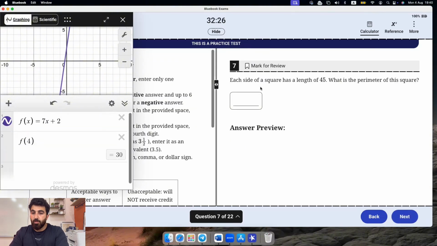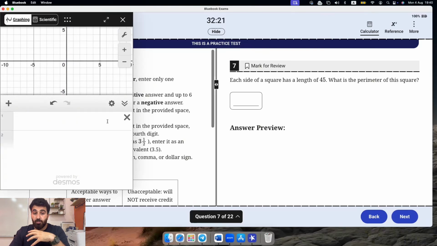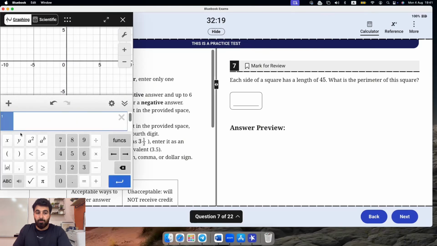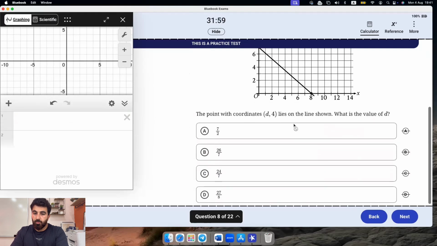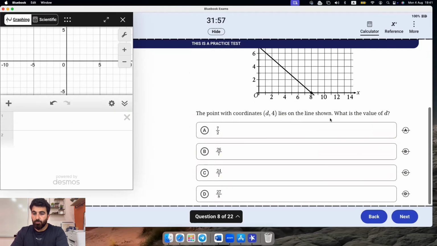Each side of the square has a length of 45. What's the perimeter of the square? Guys, a square is a figure that has 4 equal sides. It's this one, this one, this one, and this one. If the side length is 45, the perimeter will be 4 times 45, which is 180.